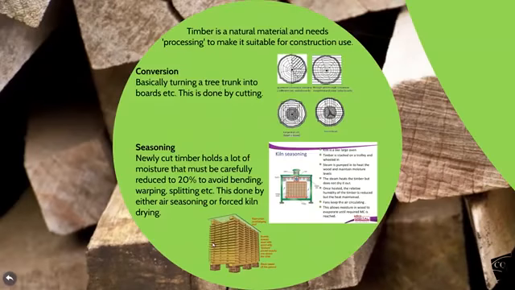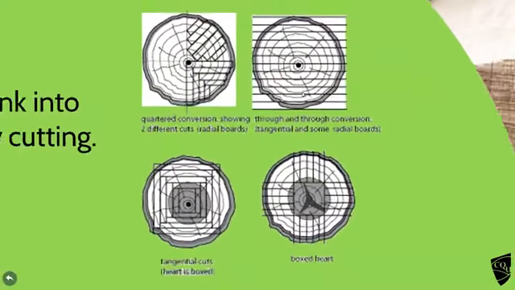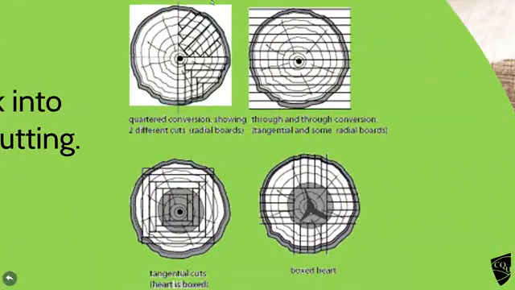It's natural, remember, timber's natural, so processing is the term we use for converting the tree trunk into the usable types of timber. So conversion basically means cutting it up. There are examples of the different sorts of cuts here. So there's a quarter cut, you can see that's where the boards are being cut out.